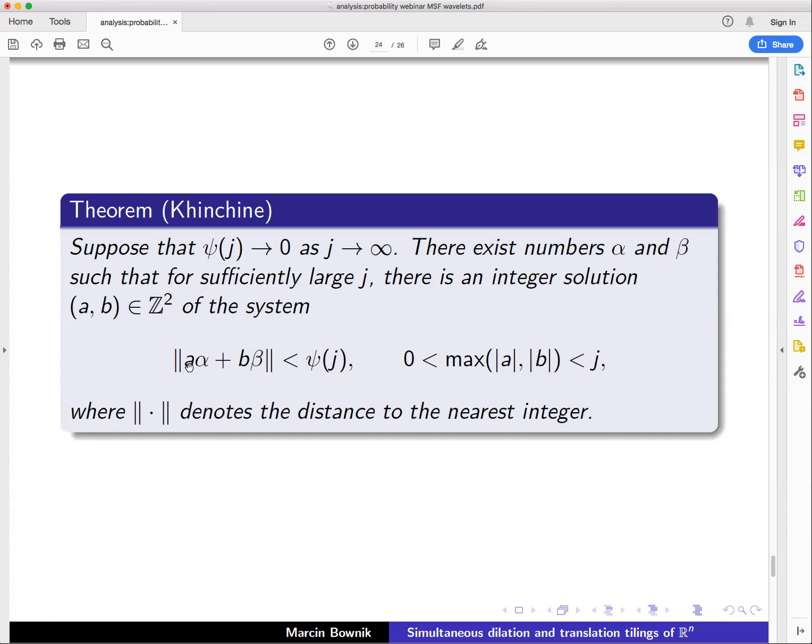So those numbers alpha, beta have to be irrational, but then their linear combinations are very well approximated by rational numbers. Okay, so this norm actually denotes the distance to the nearest integer. Right, so that's maybe what I should have said.